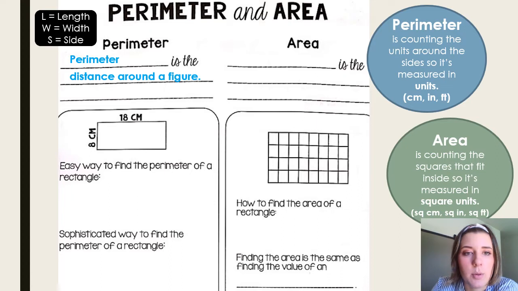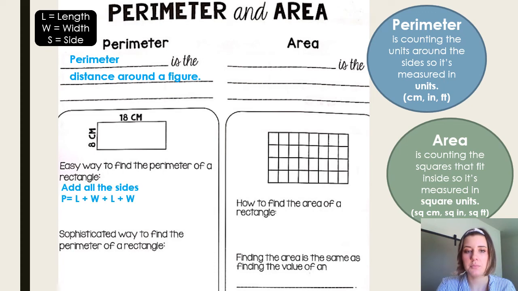As y'all know, perimeter is the distance around a figure. So when I ask you to sit on the perimeter of the carpet, we would all sit along the edge. If we're finding the perimeter of a rectangle, we would want to add up all the sides. So let's do this one little example right here.